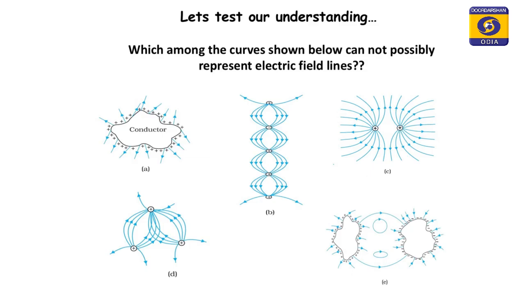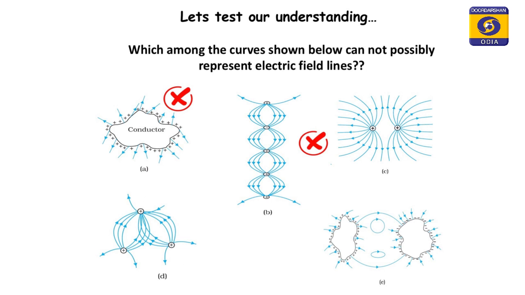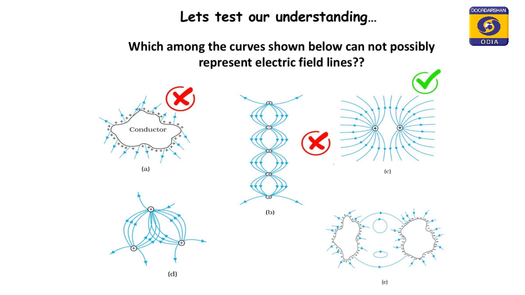So, now let us test our understanding. Which among the curves shown below cannot possibly represent electric field lines? Students, you answer the question. The first one, is it correct? No, because electric field lines are not perpendicular to the surface. So, this is wrong. Second one is also wrong, because electric field lines are originating from the negative charge, that is not possible. And third one, is it correct? Yes, all rules are satisfied.